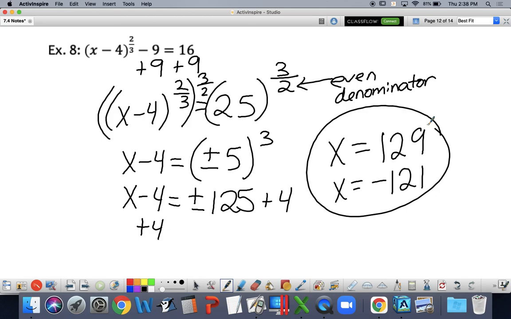All right, we don't have to do example 9 in your notes. If you want to, you can go ahead. Your homework is that 7.4 worksheet. Let me know when you have questions. You did excellent work today.